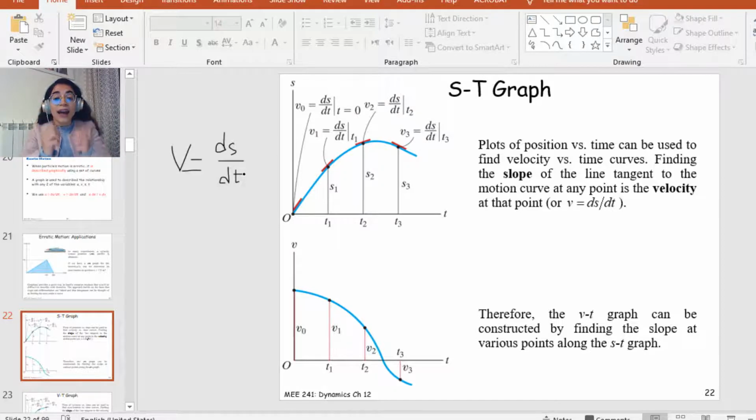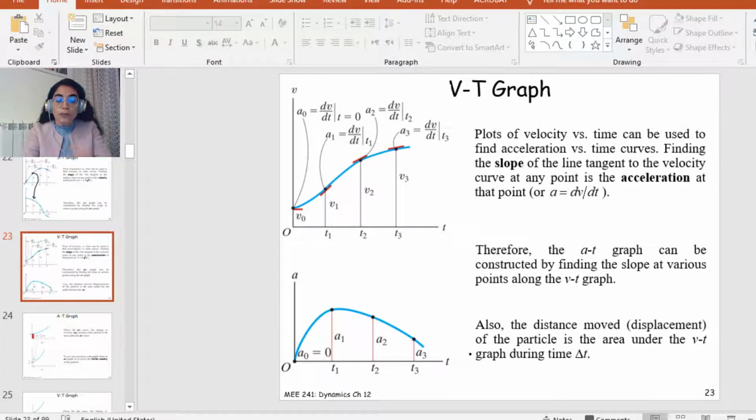Alright, so if I can find the slope graphically of any point on this graph, this will be the velocity. So in this case, guys, finding the slope of the line tangent to the motion curve at any point will be the velocity at this point, at this time. Therefore, guys, the velocity versus time graph can be, of course, constructed by finding the slope of which graph? Of s versus t.